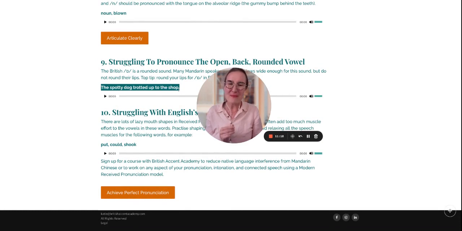So just two more. The open back rounded vowel. This can be quite tricky if you speak Chinese. Let's have a go. The spotty dog trotted up to the shop. So really stretch that jaw open, round those lips. And the back of the tongue is at a high point in the mouth. When you're practicing, you may want to activate your glottis to get that depth of sound. The spotty dog trotted up to the shop.